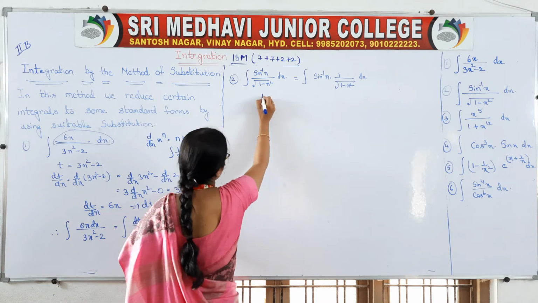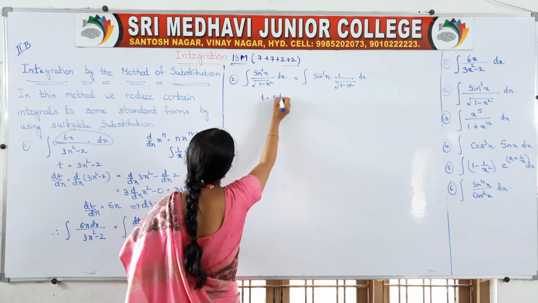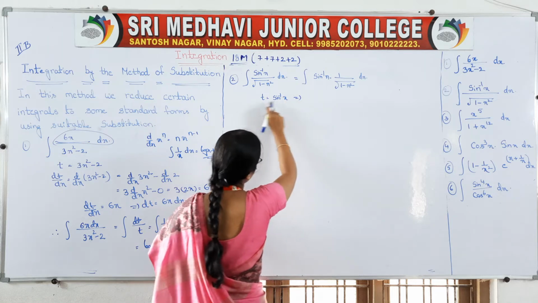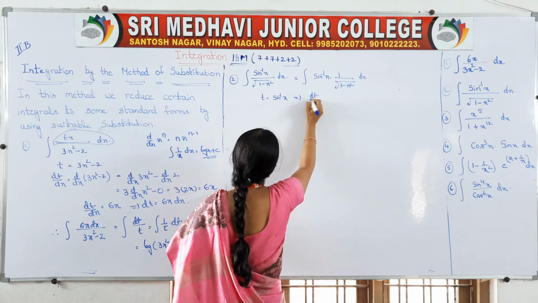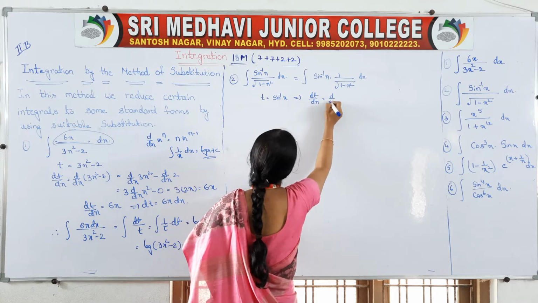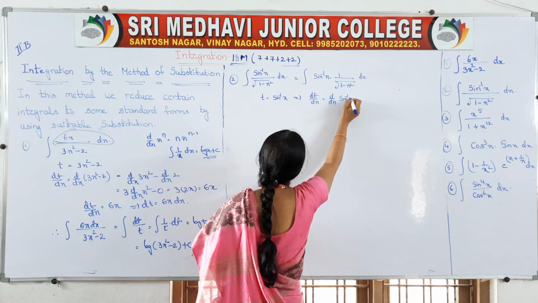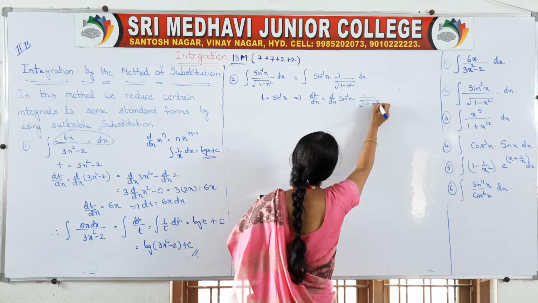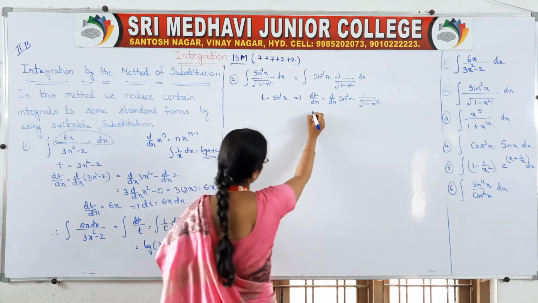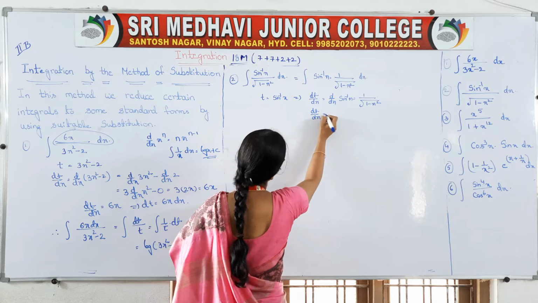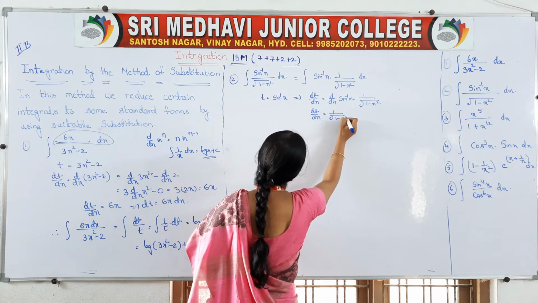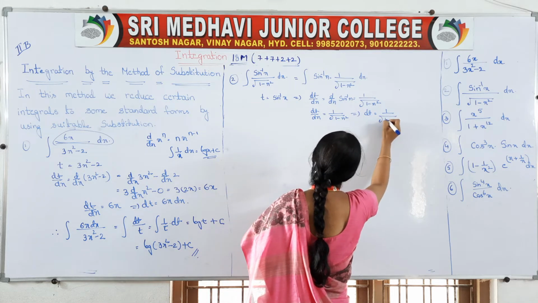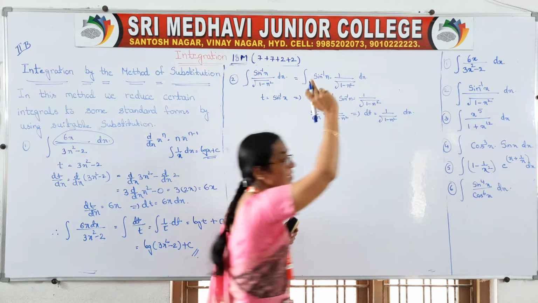So now you take t is equal to sine inverse x. What is the derivative of sine inverse x? Differentiating with respect to x on both sides, dt by dx is equal to d by dx of sine inverse x. d by dx of sine inverse x is 1 by root of 1 minus x square. So we got dt by dx is equal to 1 by root of 1 minus x square. What will be dt? Send dx to that side: 1 by root of 1 minus x square into dx.